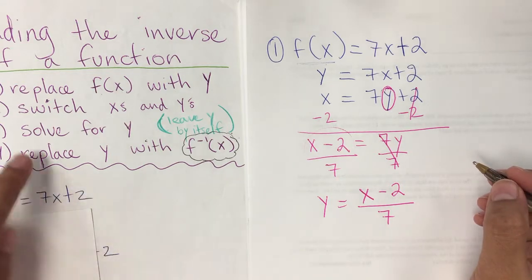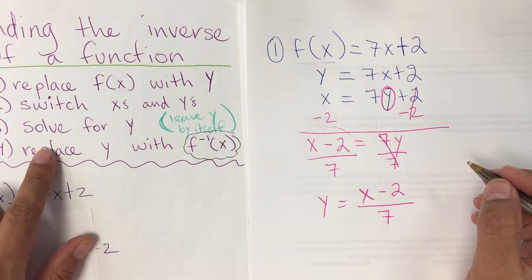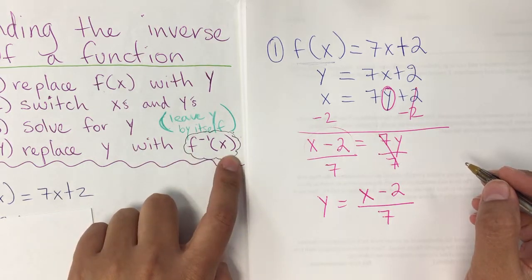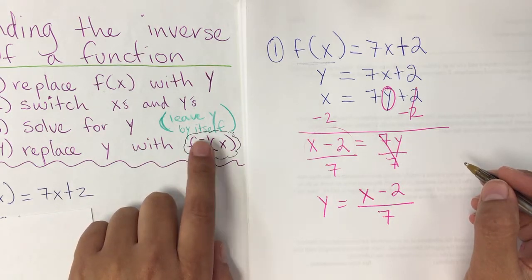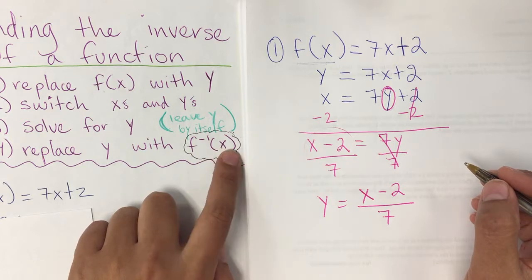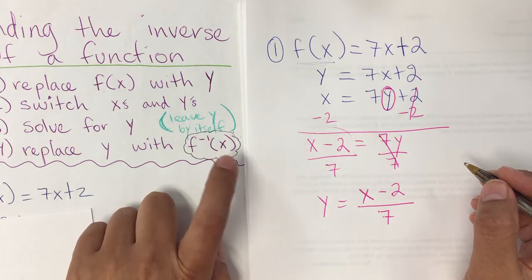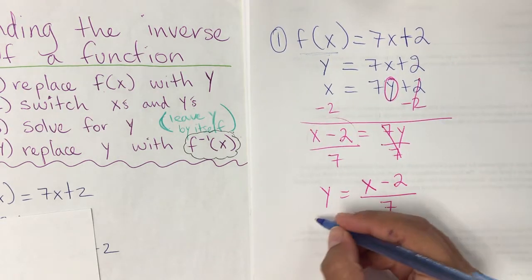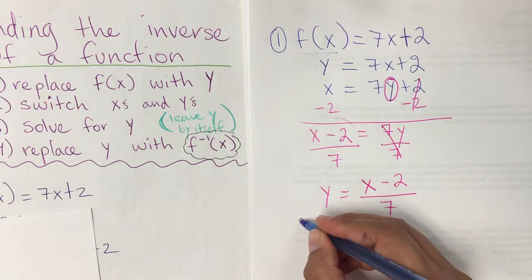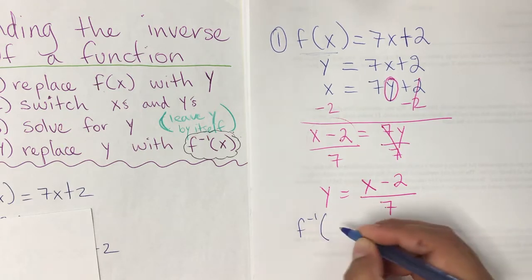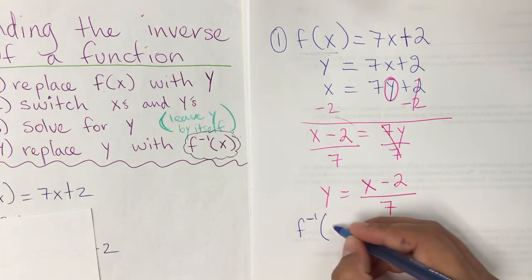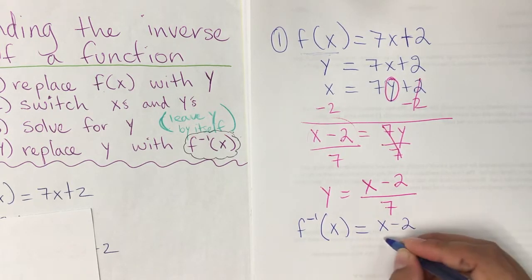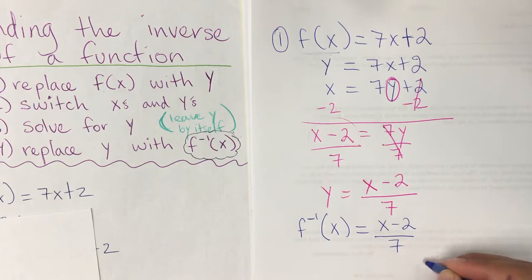The last step is to replace y with the inverse function of x, meaning the mirror image of the original function, and then you will have the equation. So this is going to be written as f of negative 1 of x, meaning the inverse function of x, equals x minus 2 over 7.